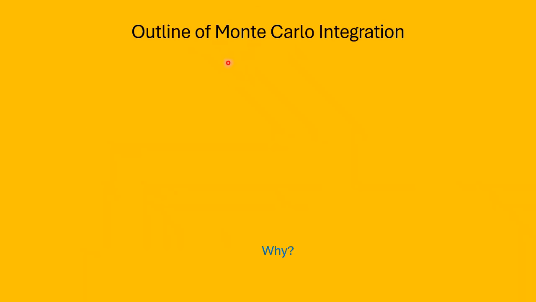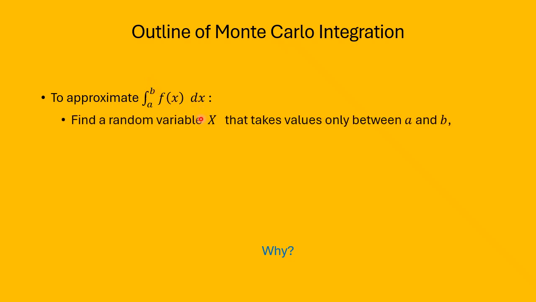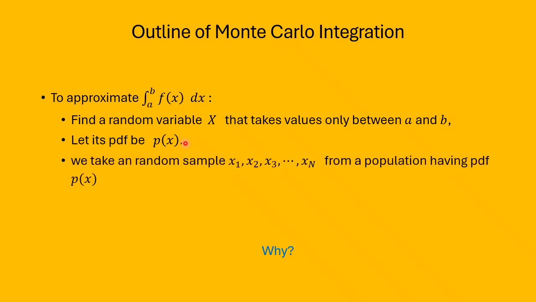So here's an outline of the Monte Carlo integration method. To approximate the integral from a to b of f of x dx, first we're going to find a random variable x that takes values only between a and b. Let's suppose that its probability density function is p of x. We'll take a random sample, little x sub 1, x sub 2, x sub 3 through x sub capital N, from a population having that PDF p of x. So the distribution of these numbers comes from this probability density.